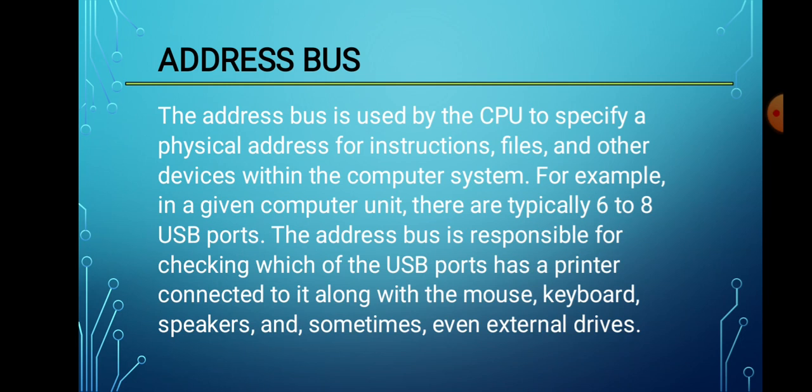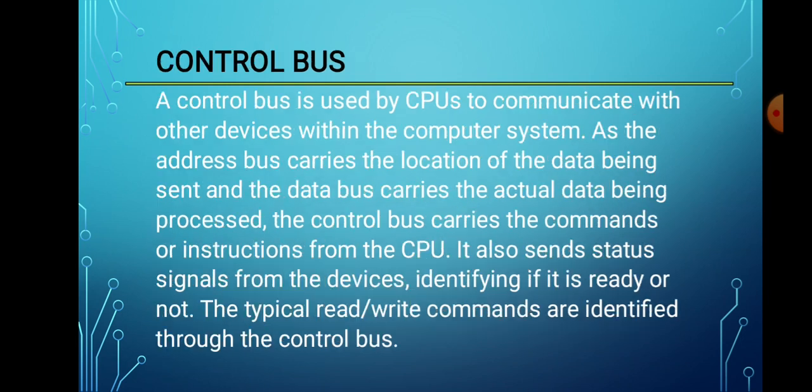The address bus is used by the CPU to specify a physical address for instructions, files, and other devices within the computer system. For example, in a given computer unit, there are typically 6 to 8 USB ports. The address bus is responsible for checking which of the USB ports has a printer connected to it, along with the mouse, keyboard, speakers, and sometimes even external drives.